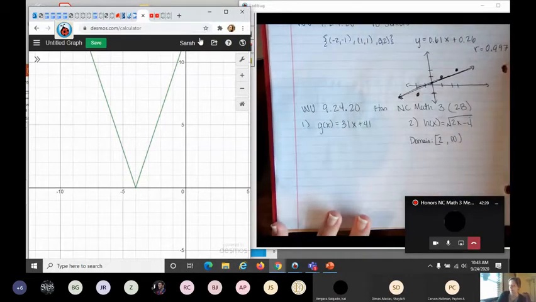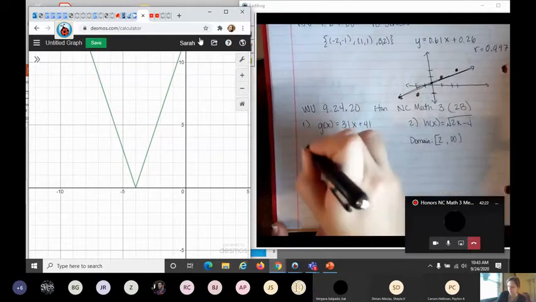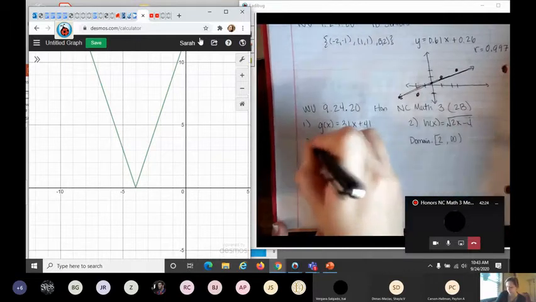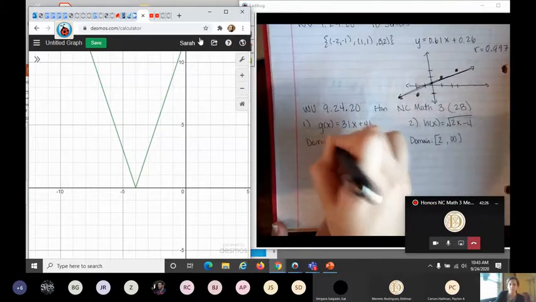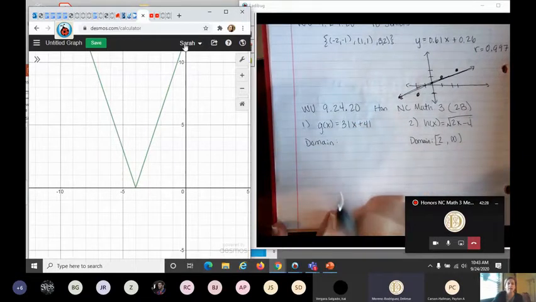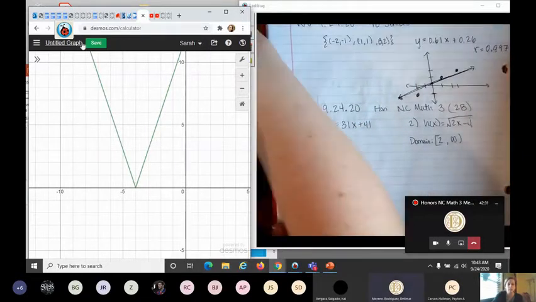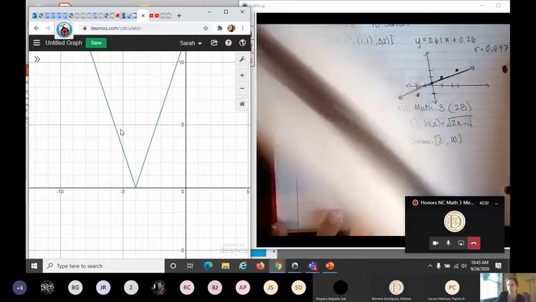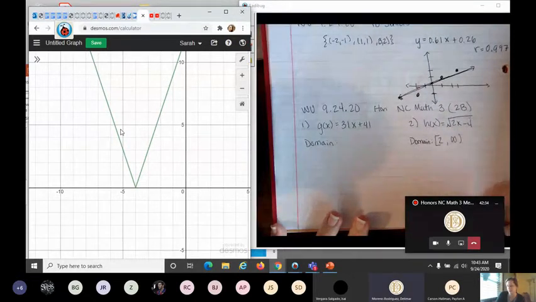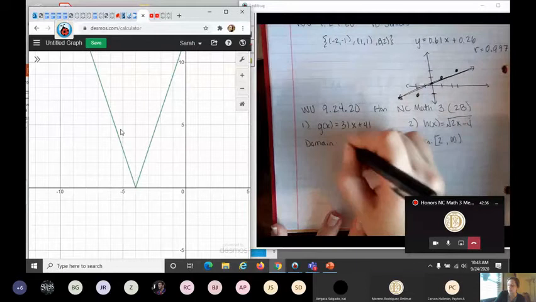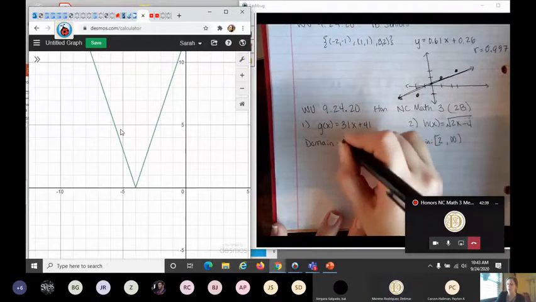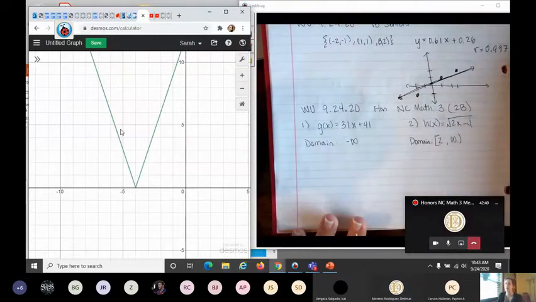Okay, so how far left can this function go? I don't know. Does it look like it ever stops moving left? No. So what should it approach? Negative infinity, right? Because we're moving left. And what type of bracket do we use with the infinities? A round. Yes, a round.